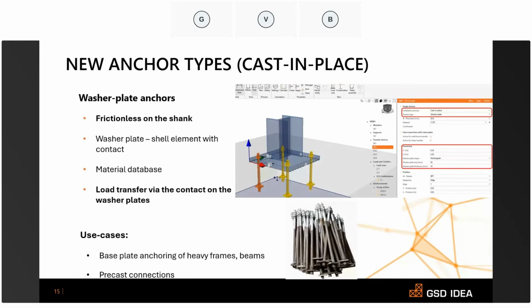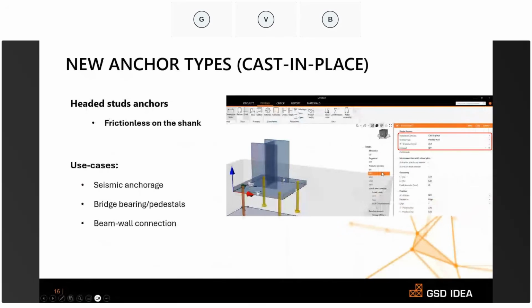And now the next would be the cast in place headed studs. This is the last under the cast in place category. We have the headed studs. Now they work on the same principle as that of the washer plate. That is, the load is transferred through a circular head, also modeled as a shell element. And the use cases, typically used for seismic anchorage, bridge bearing pedestals, and also for certain beam to wall connections as well. Now, all of this comes with an expanded material library in the MPRL, so you can easily select and manage these anchors.